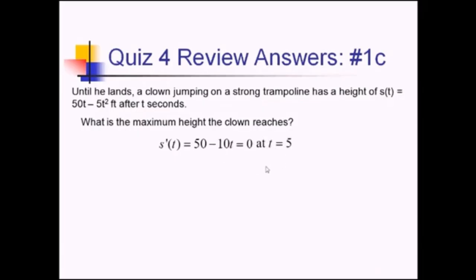So, I mean, we can think about this intuitively since a clown is jumping up in the air, and this is the only critical value, and then the clown presumably falls back to the earth or the trampoline. This has got to be the time that the clown reaches the maximum value. But to really rigorously prove that, we would need the first or the second derivative tests.